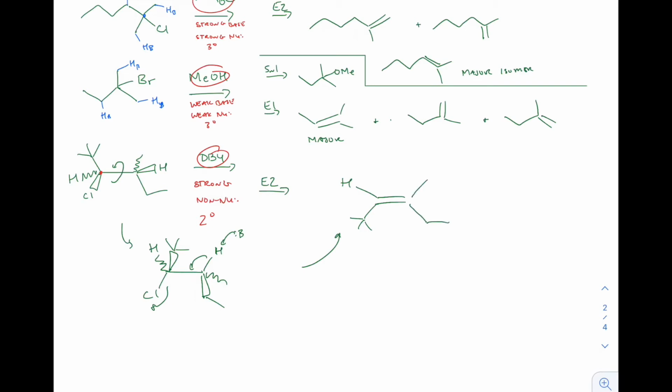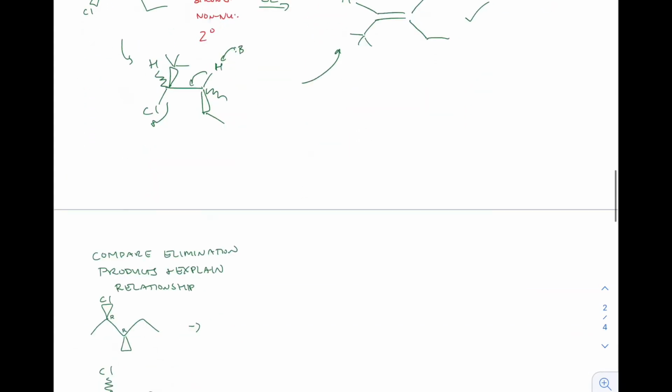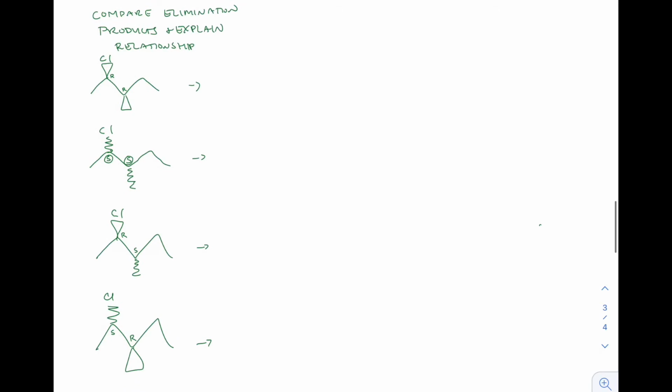Remember, the substituents on the wedges on each of those carbons are all going to remain on the same side, and the dashes are also going to be on the same side, just to help you draw that alkene product in the right way. So this particular problem is super fun. We want to compare the elimination products and explain the relationship.